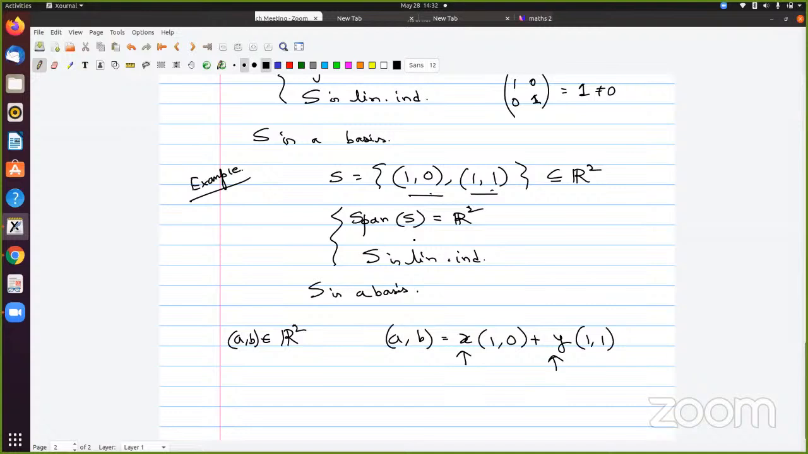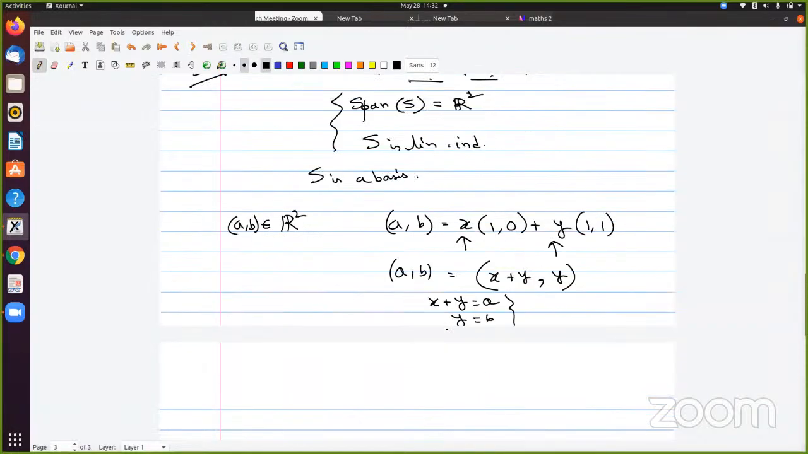So you try to find the equations. This is x plus y, this is y. So x plus y equals a, y equals b. So you will end up with a system of linear equations, and I will be able to find the coefficients x and y. If you can solve it, then it's done. Clear?